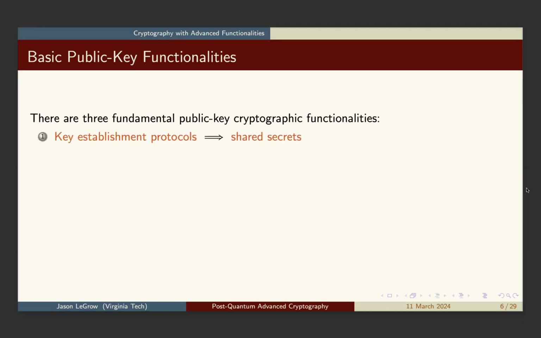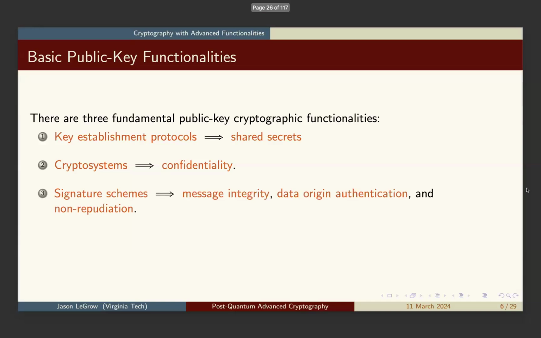So I showed you a key establishment protocol. This is used to establish a shared secret, which is used, of course, for symmetric key primitives. Then crypto systems, so encryption and decryption, are used to ensure confidentiality, possibly among other things. And then we have the notion of signature schemes, which are used in the same way as an ordinary pen-on-paper signature, where we ensure message integrity, so messages haven't been tampered with. Data origin authentication, where we're sure about who produced and sent us the message. And then non-repudiation goes the other way around: if you produce a signature, a third party can convince a judge that you really produced it, so you can't renege on the contracts that you sign.